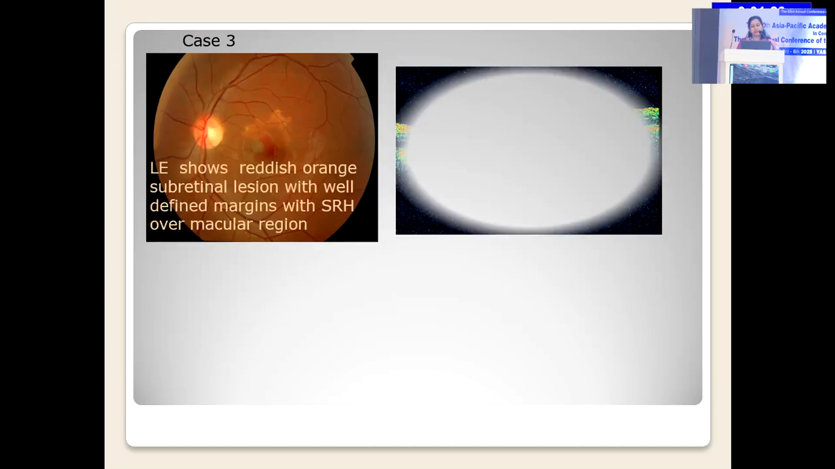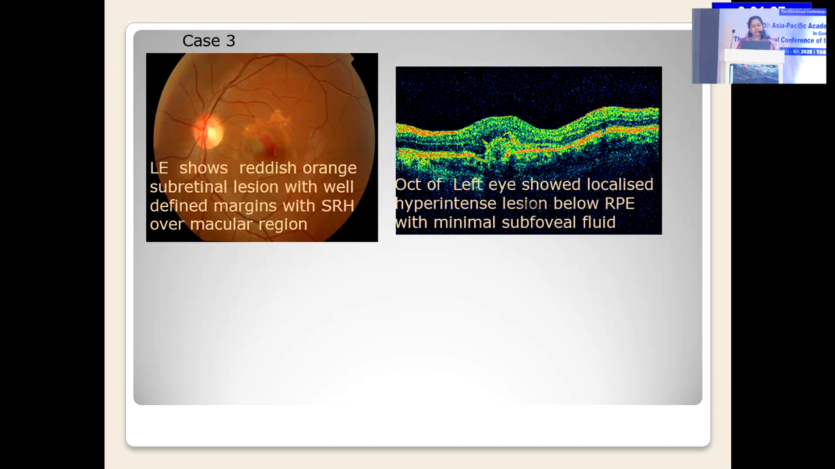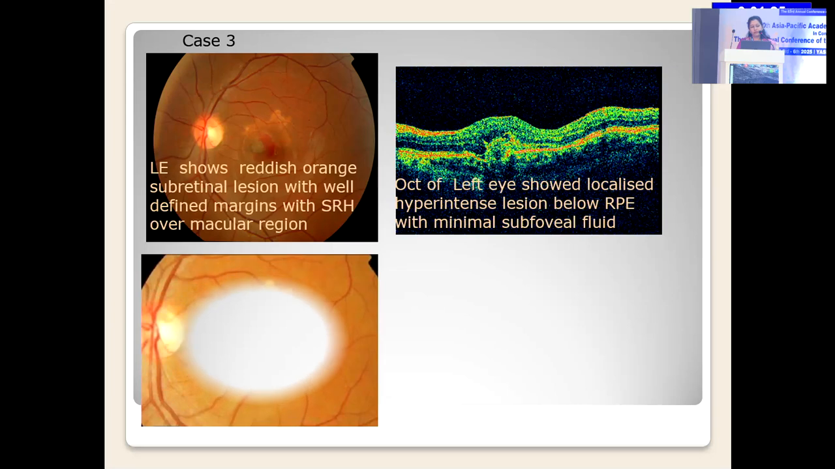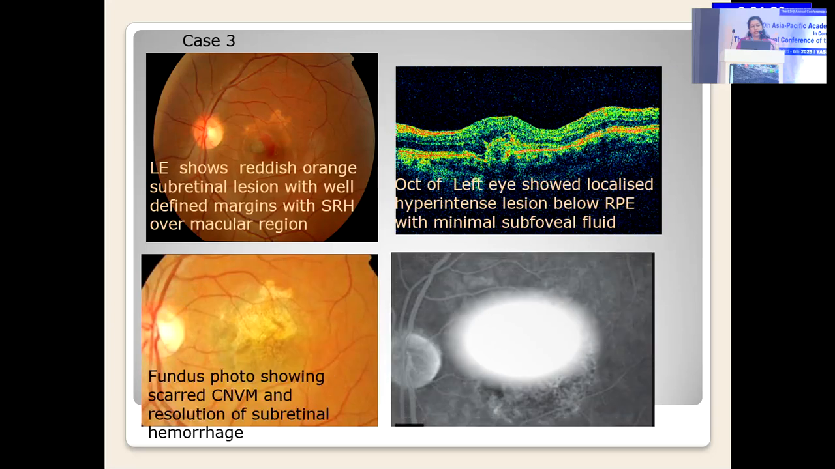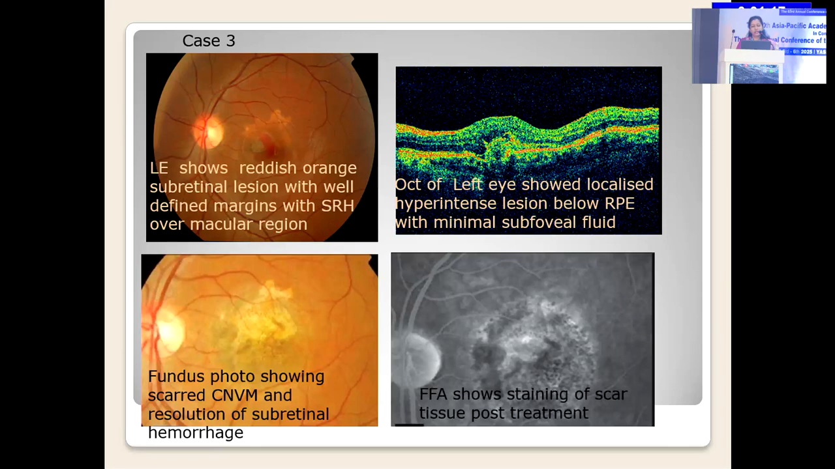This is case 3. The patient had choroidal osteoma with subretinal hemorrhage. She underwent PDT. One month later, there was complete resolution of CNVM and there was resolution of subretinal hemorrhage. We can see staining of the scar tissue post treatment in FFA.